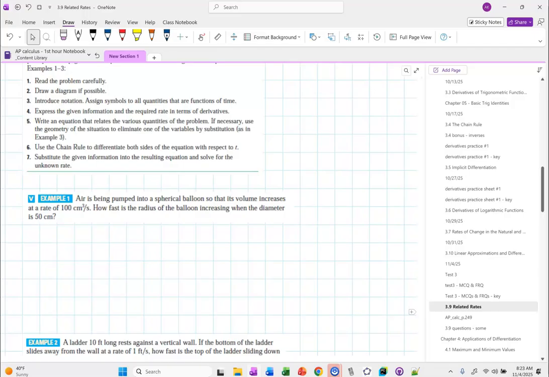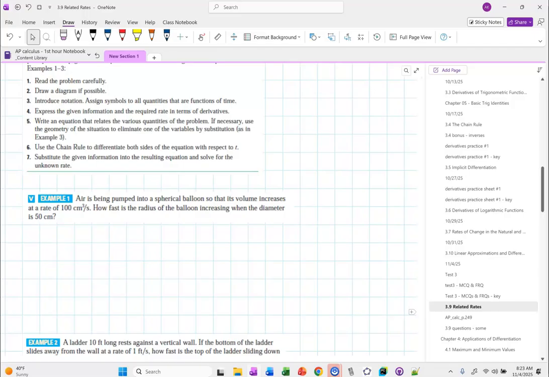So it says air is being pumped into a spherical balloon so that its volume increases at a rate of 100 cubic centimeters per second. How fast is the radius of the balloon increasing when the diameter is 50 centimeters?